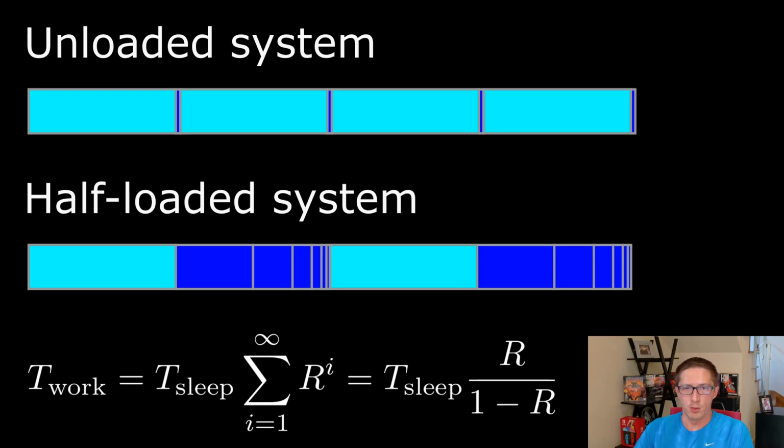At 50% load, 0.5 divided by 1 minus 0.5 is equal to 1. So the thread will alternate between working for 100 milliseconds then sleeping for 100 milliseconds. As the load approaches 100%, the time between sleeps will get larger and approach infinity.